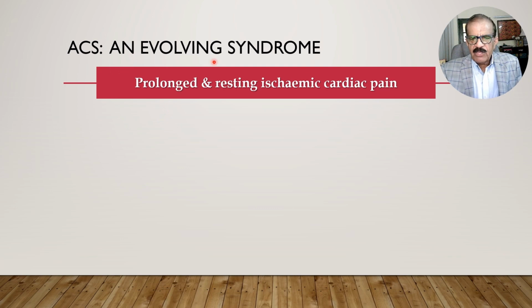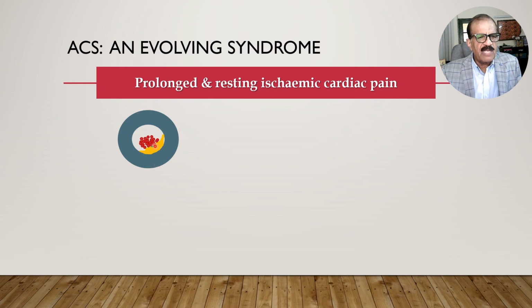So acute coronary syndrome is an evolving syndrome, and if you intervene early, you could actually prevent it from getting worse. If somebody has prolonged and resting ischemic cardiac pain, that is acute coronary syndrome. So I'm going to highlight the pathophysiology.